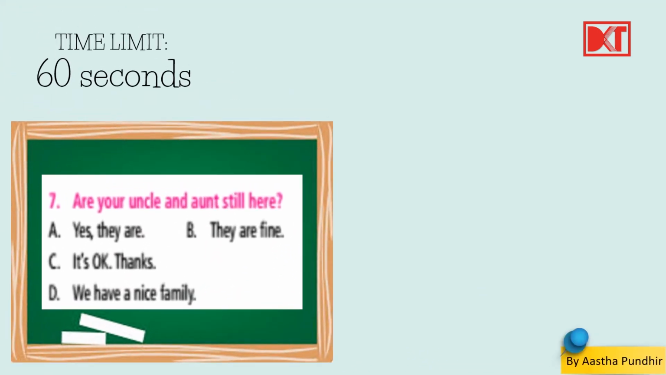Okay, this question says, are your uncle and aunt still here? Options are A, yes, they are. B, they're fine. C, it's okay, thanks. D, we have a nice family. All right, so you see this person is asking a question. Are your uncle and aunt still here? This is a question being asked, a yes or no question. So yes, they are. A.